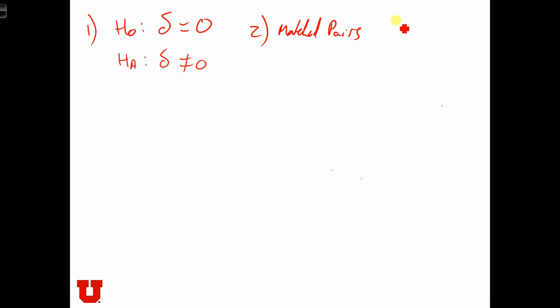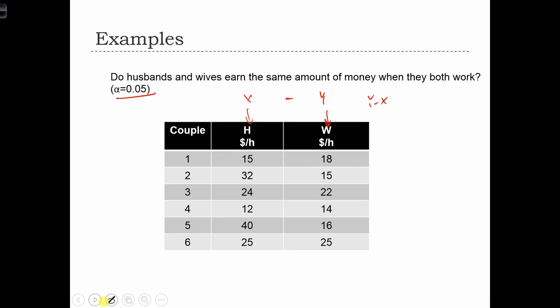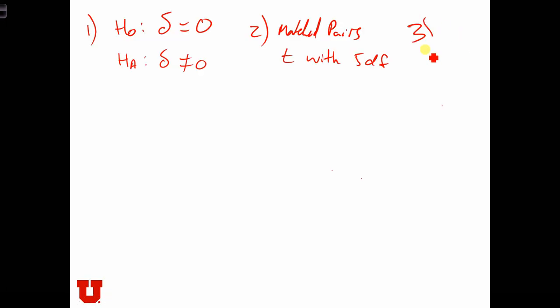Okay, so two, we're using a matched pairs t-test. How many degrees of freedom? We've got n minus 1, and n in this case was 6, so we've got 5 degrees of freedom. And we said that alpha in this case is 5% again. Let's draw the picture.